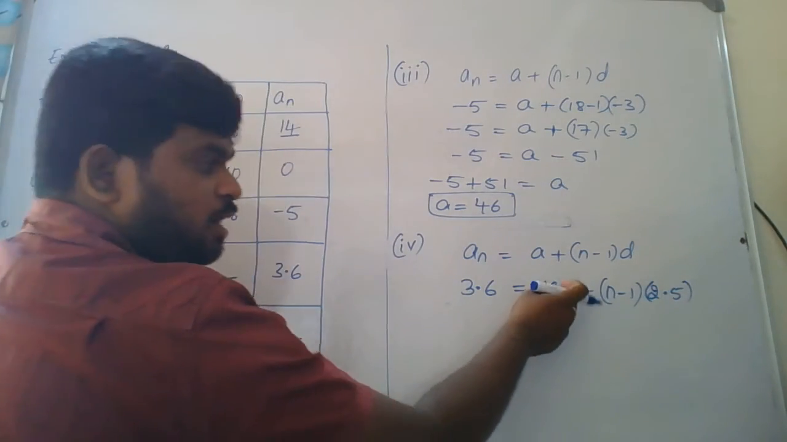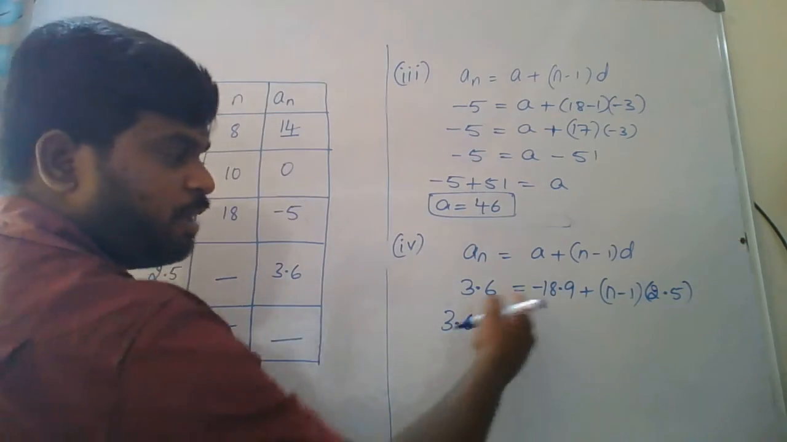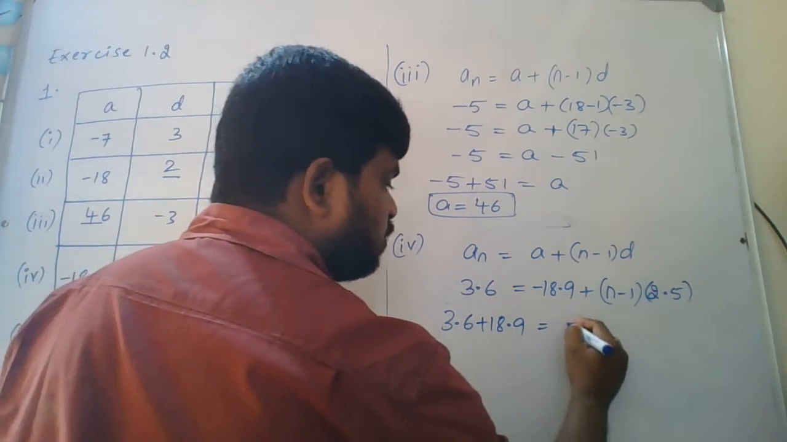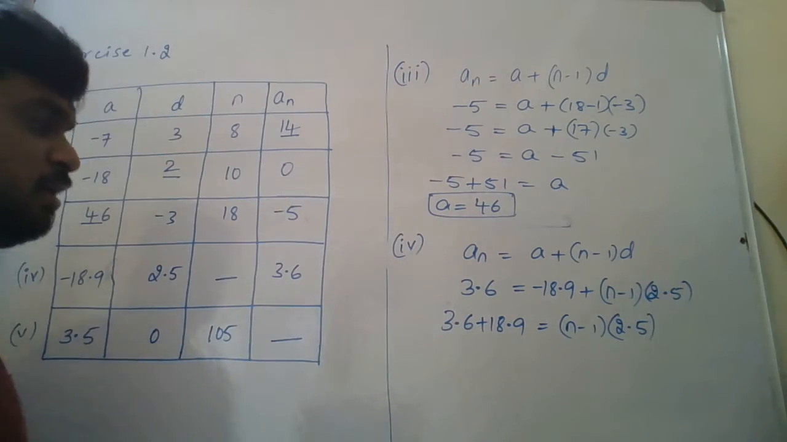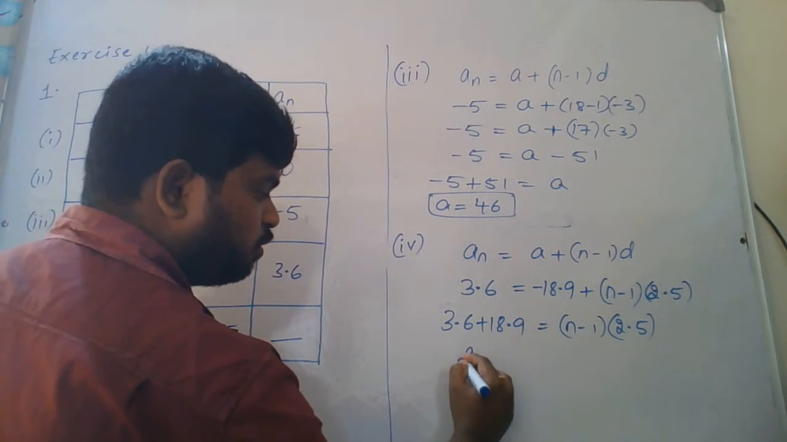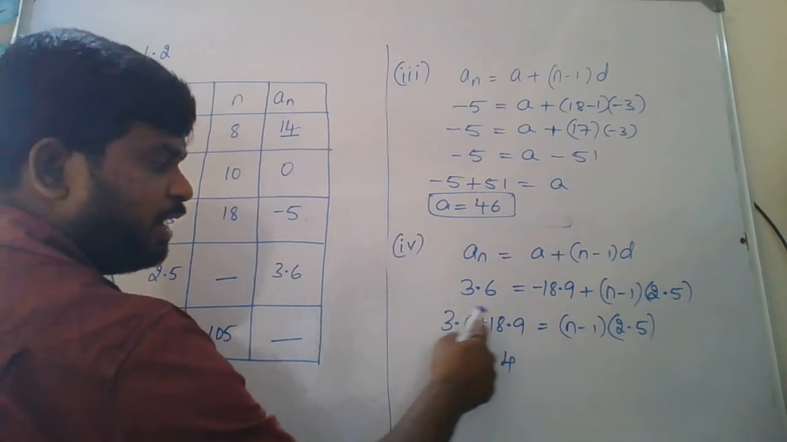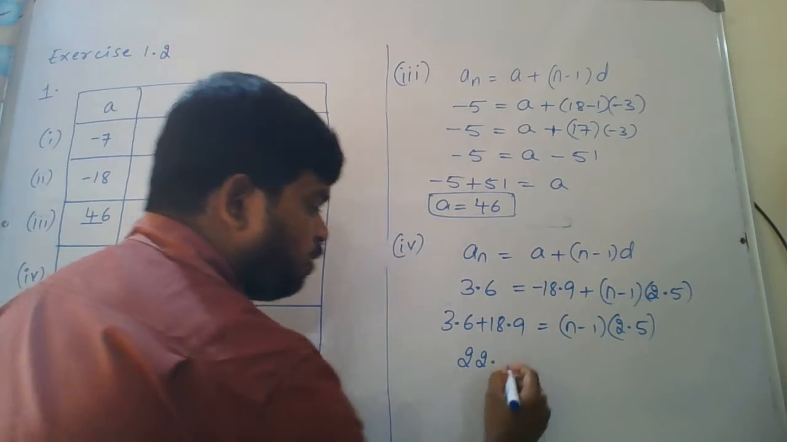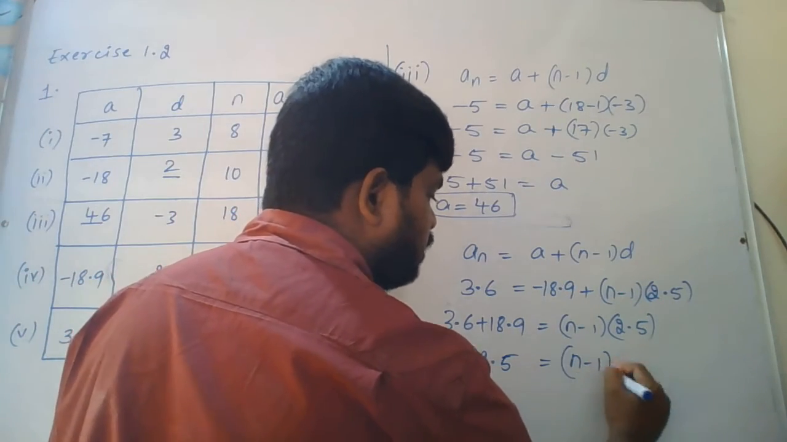So let's just transpose this minus 18.9 to the other side. 3.6 minus 18.9 comes, this will become plus 18.9. That is equal to n minus 1 into 2.5. So let's add it, 3.6 plus 18.9. 18 plus 3 is 21. 0.9 plus 0.6 is 1.5. Sorry, 22.5, I'm sorry. 22.5. That is equal to n minus 1 into 2.5.